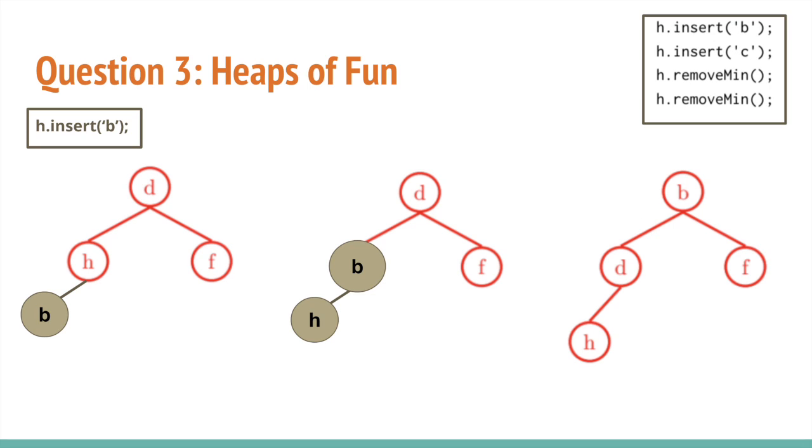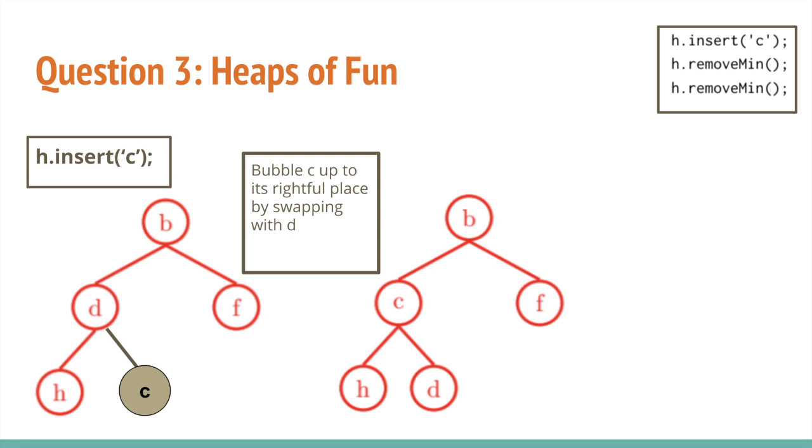Then we insert b, which is placed at the next available position. And again, the min heap property is not upheld yet, so we bubble b up, this time with 2 swaps. Then we insert c, which is placed as the right child of d. And again, we bubble up c.